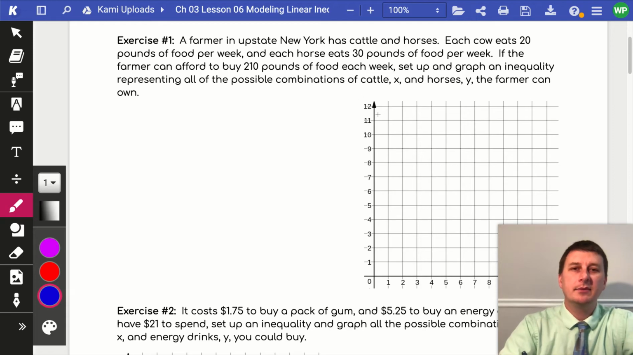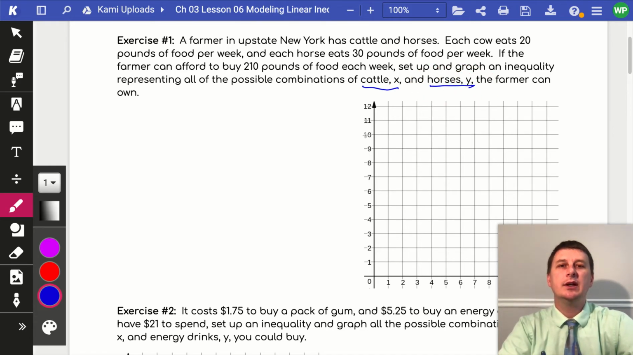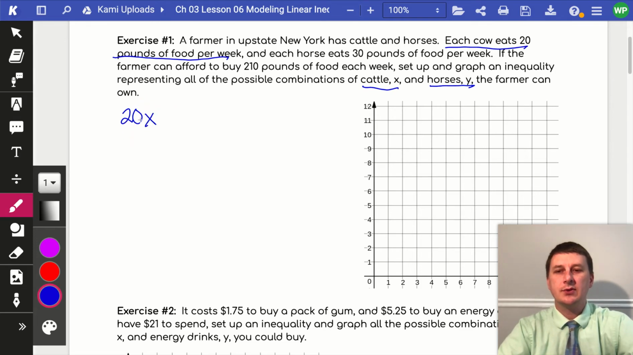So let's begin by setting up an inequality, and we'll see that we're going to use X for cattle and Y for horses. So what information do we know? Let's go back in this problem and see that we know that each cow eats 20 pounds of food per week. So if the number of cows represent X and each cow eats 20 pounds of food per week, we have 20X represents 20 pounds of food per cattle per week.